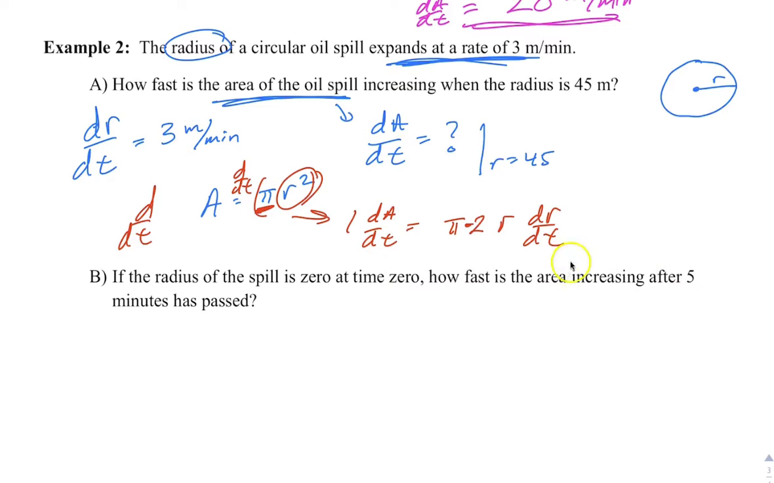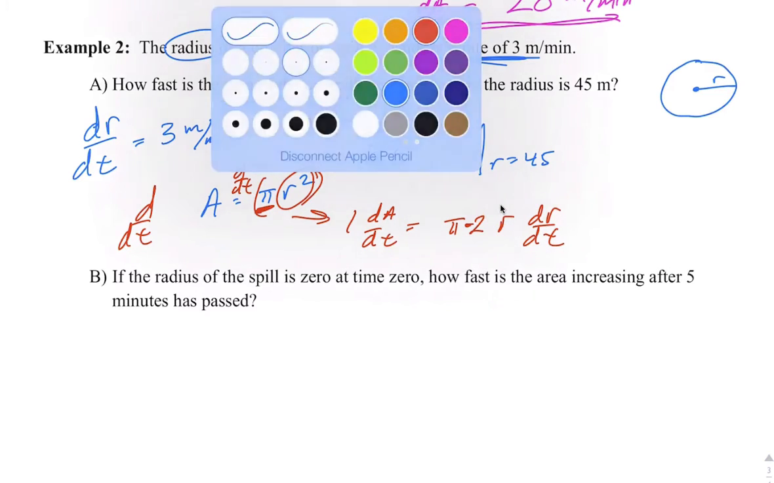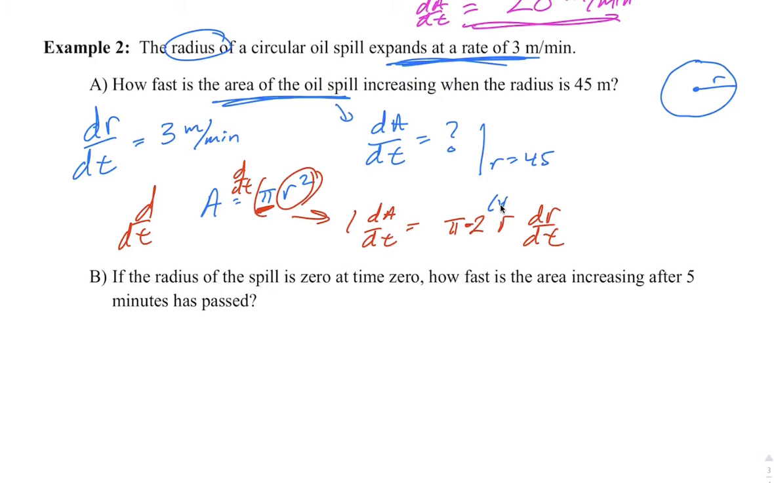And now we just plug in everything we have. I have dr/dt right there. I have the radius I want, 45 right there. That's all I need. So let's plug everything in. So this will be 45 meters, and dr/dt is going to be 3 meters per minute.